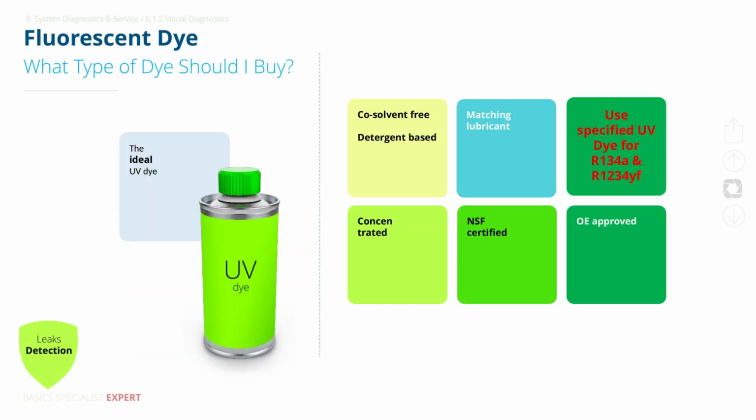An ideal UV dye should be co-solvent-free so it doesn't weaken lubricants or damage metals and seals. A concentrated formula saves cost and requires less product. Look for NSF certification, choose a dye that matches the system's lubricant, and stick to OE-approved options to protect warranties and ensure safe, lasting use.